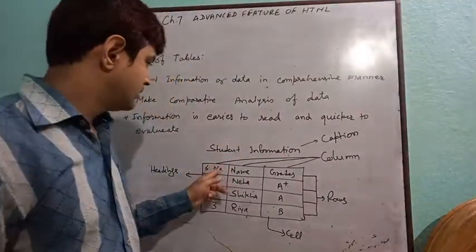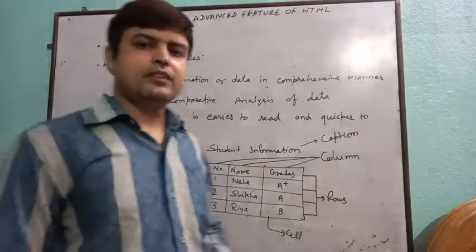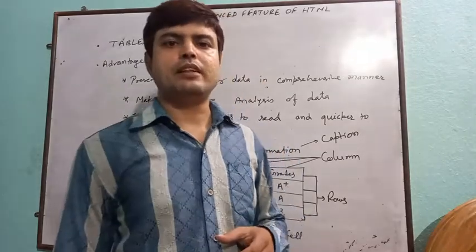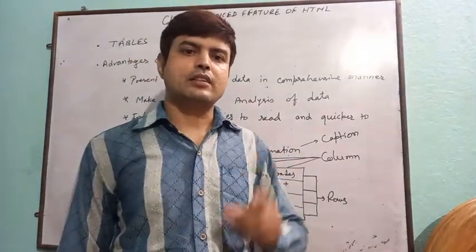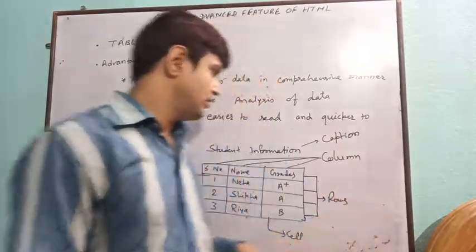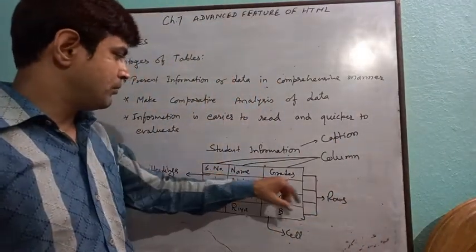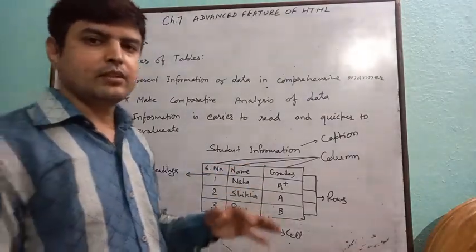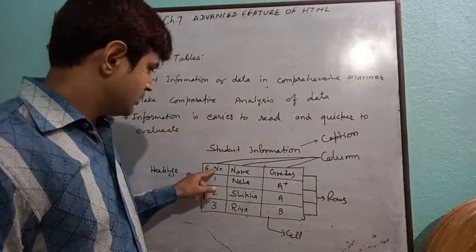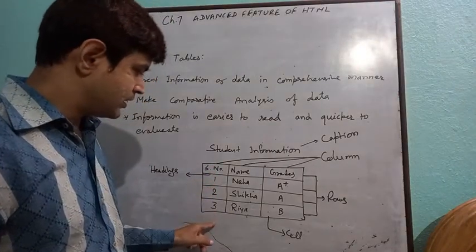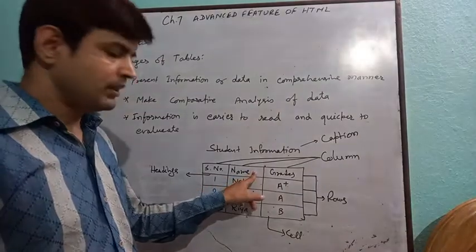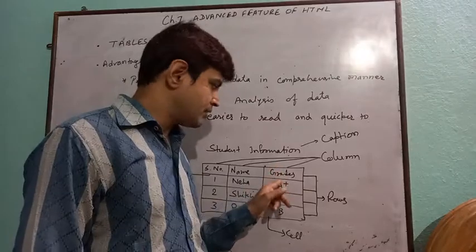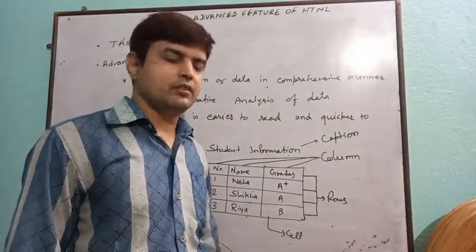Next, the column of the table. As we studied, a column is a field. As in Microsoft Access, a column is a field that consists of the same type of data. Same here. These are the columns: serial number, name, grades. This is the serial number field. A column is the collection of vertical cells. The serial number field consists only of the serial number. The next field is the name field. It will consist only of the name of the person, and the next is grades. It will consist of the grades only.